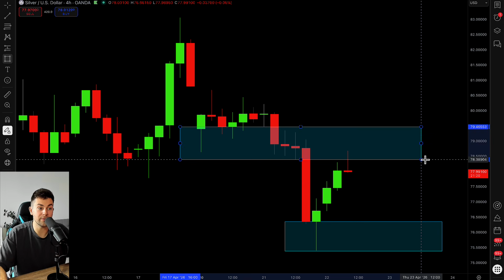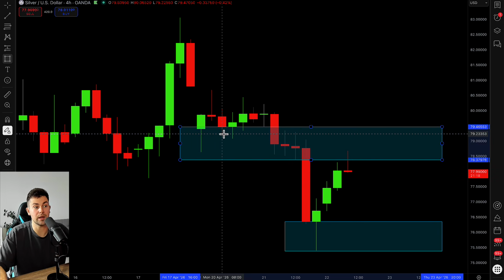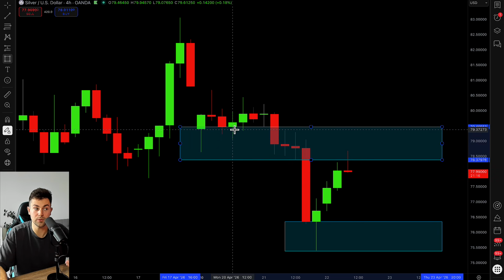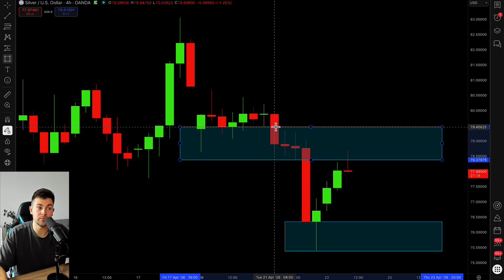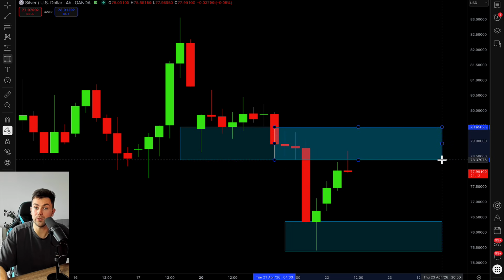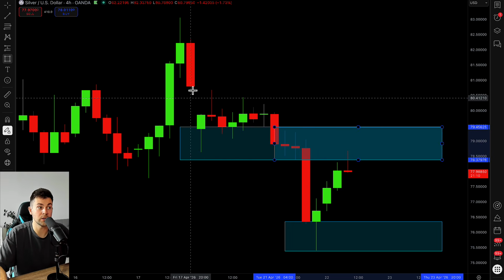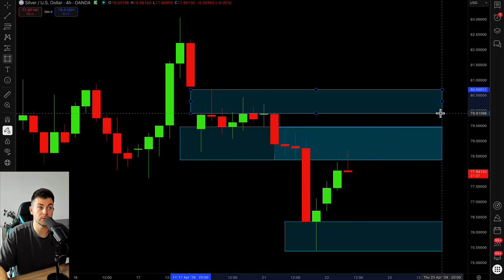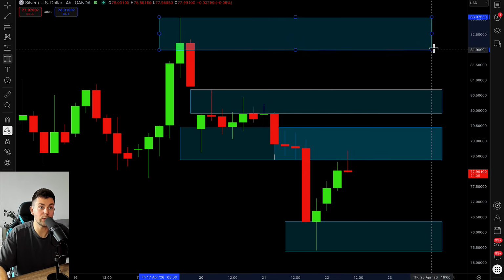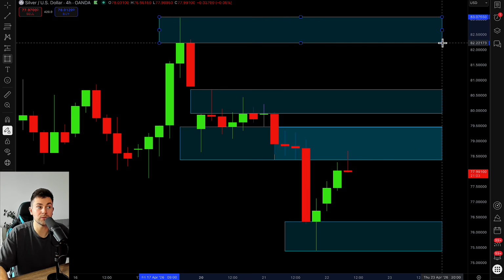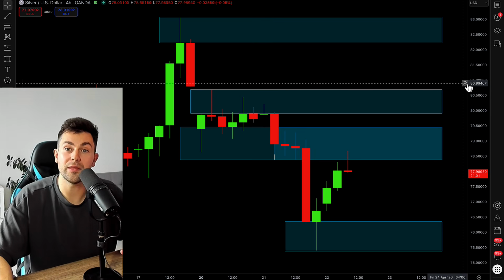Right here we have a strong resistance. We can see that in the recent past it was a strong support, then it was broken and it turned into a strong resistance. Then we have a strong resistance right here, and we have a strong resistance here. That is the first step in our strategy.